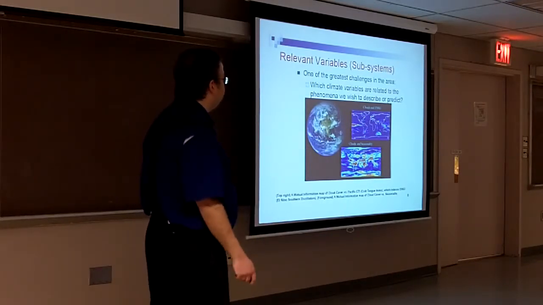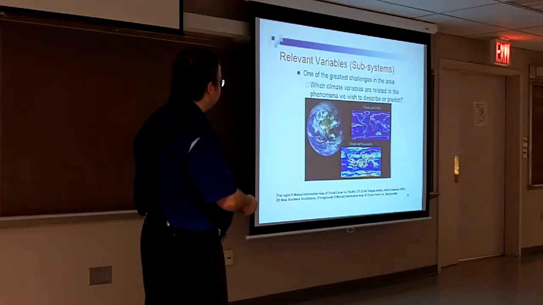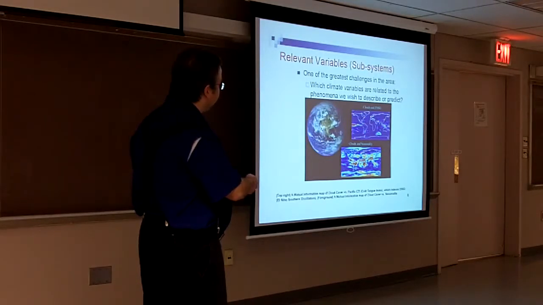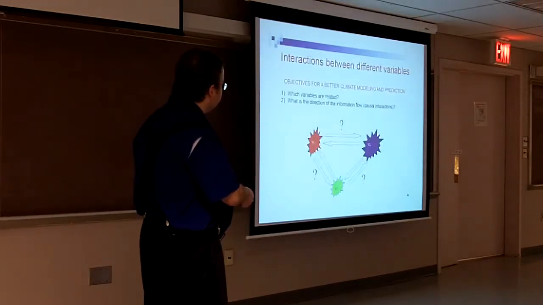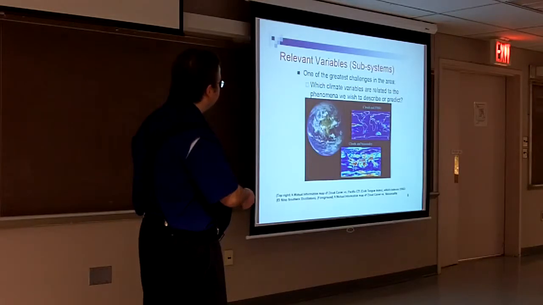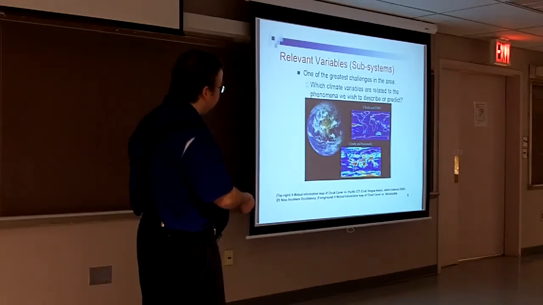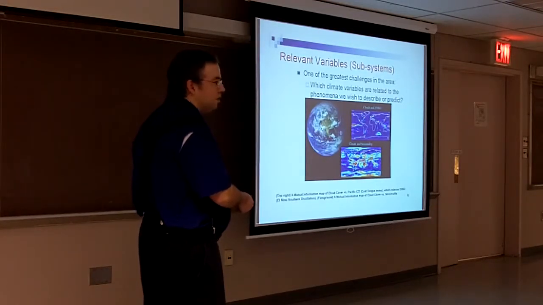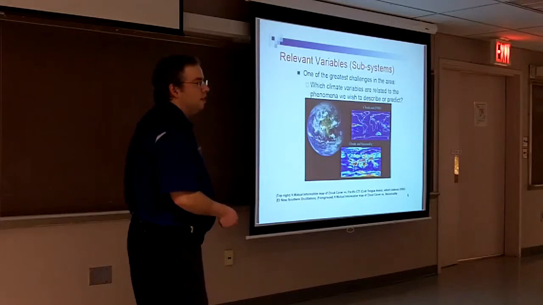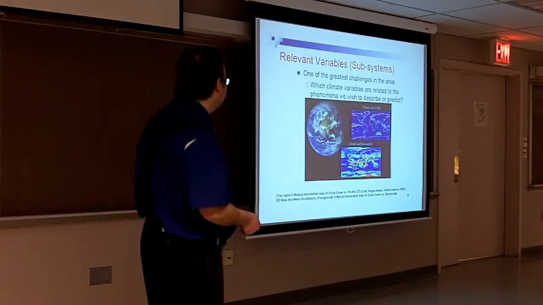So relevant variables, which climate variables are related? As I said, that's the ultimate goal. So there are two figures here. For example, the relationships between the El Niño Southern Oscillation map here, the seasonality map here, for example. These are the relationships which were obtained using information-theoretic methods, which I'm going to explain later in the upcoming slides.